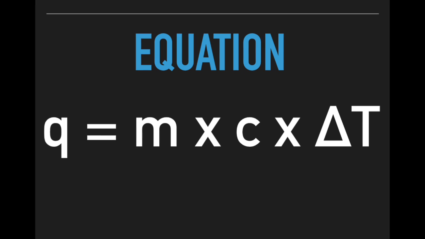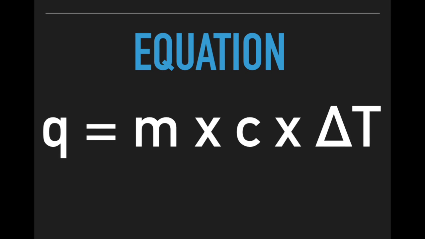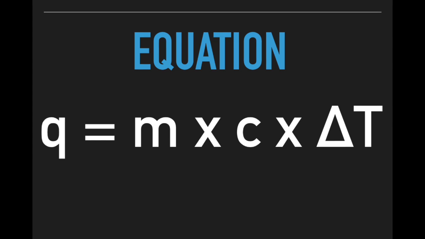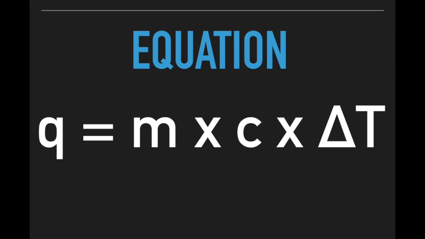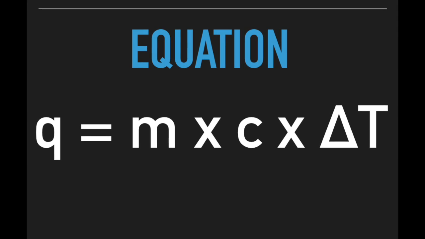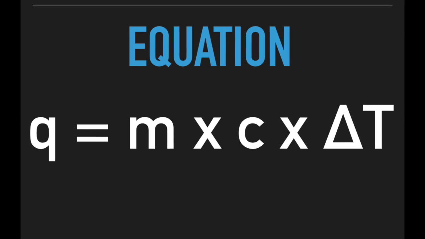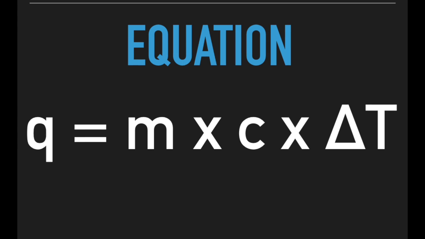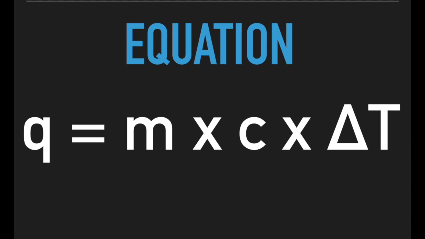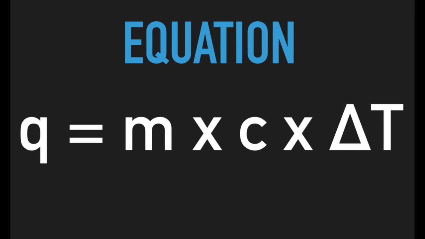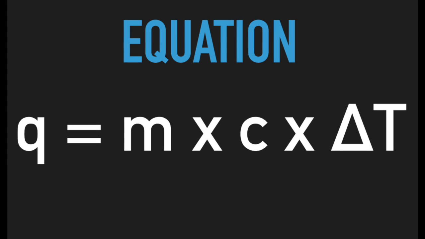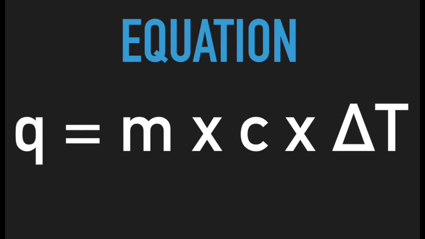Here is an equation used in all of these instances. That equation is Q equals M times C times delta T. The Q in the equation is the heat absorbed, the M is the mass of water, C is the specific heat of water, and delta T is the change in temperature, which is temperature final minus temperature initial.